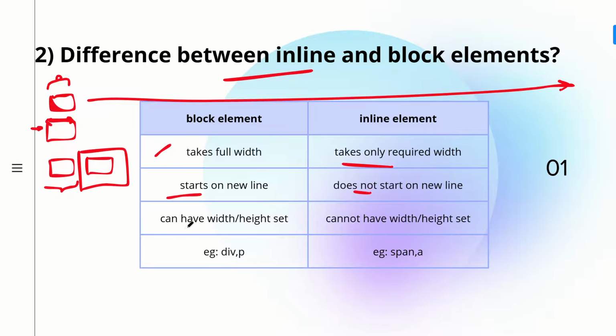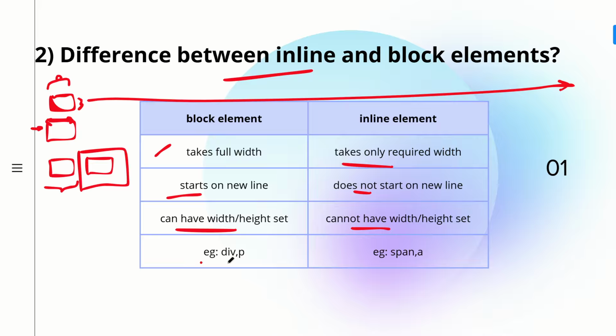Then for block element, we can set their width and height. So if an element is block, then we can set the height and width with pixels or any other property. Whereas for inline element, we cannot set their width and height by default. But in case we want to, then we have to make use of the display inline-block property. By default we cannot set the height and width of the inline element.